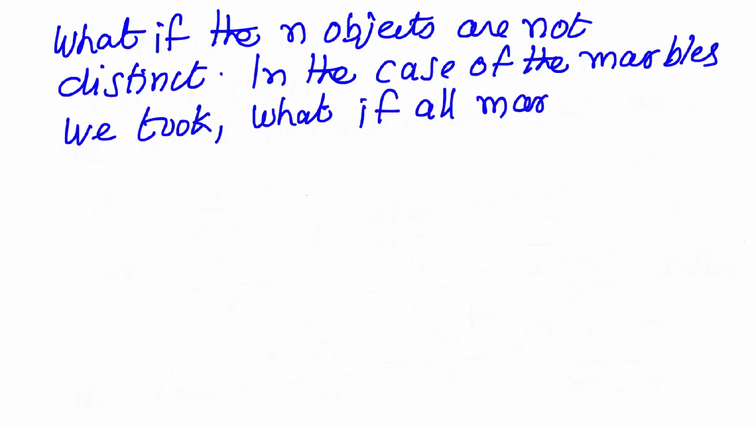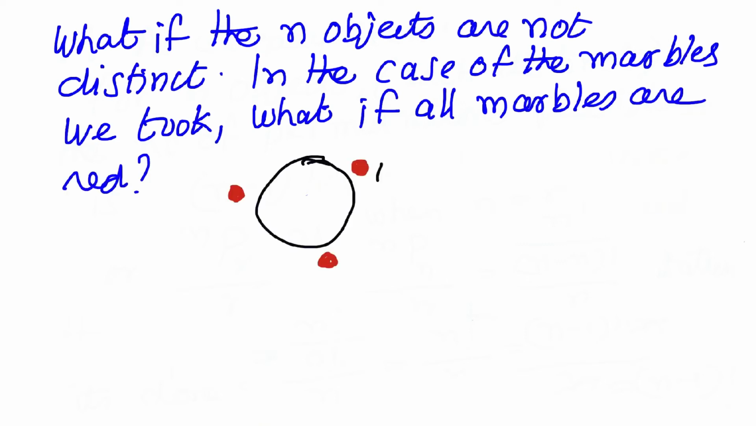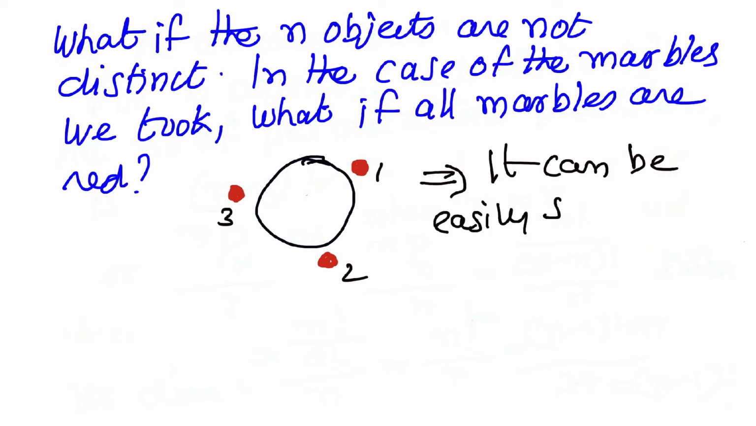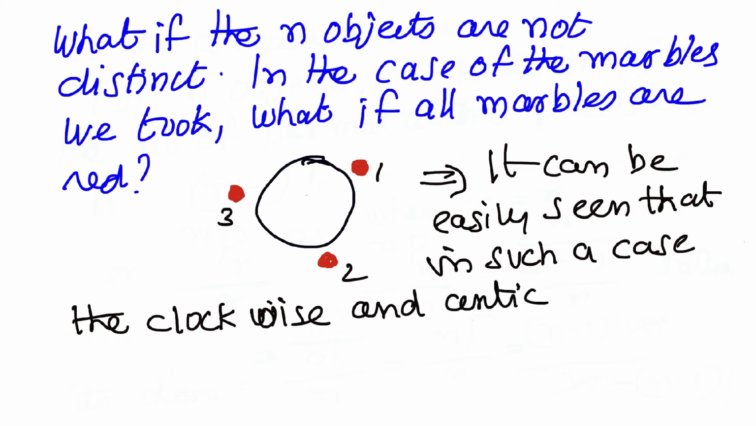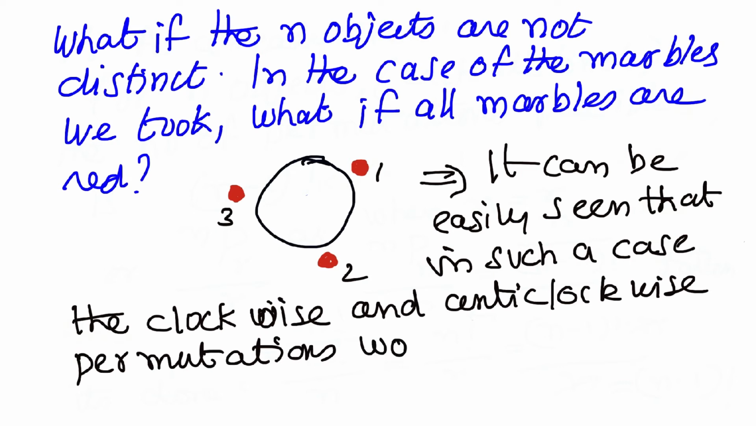So in the case of marbles, we took, now what if all the marbles are colored, for example, all three marbles colored red? It basically means that there's no way we can differentiate between the first, second, and third marbles, which simply means that in this particular case, the clockwise and anti-clockwise distinctions won't be possible. So it can be easily seen that in such a case, the clockwise and anti-clockwise permutations, that difference won't be possible, or both end up being the same kind of permutation.